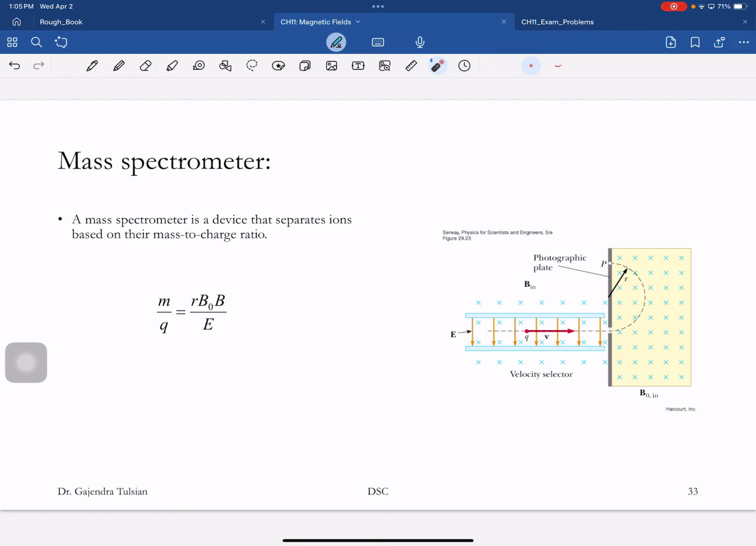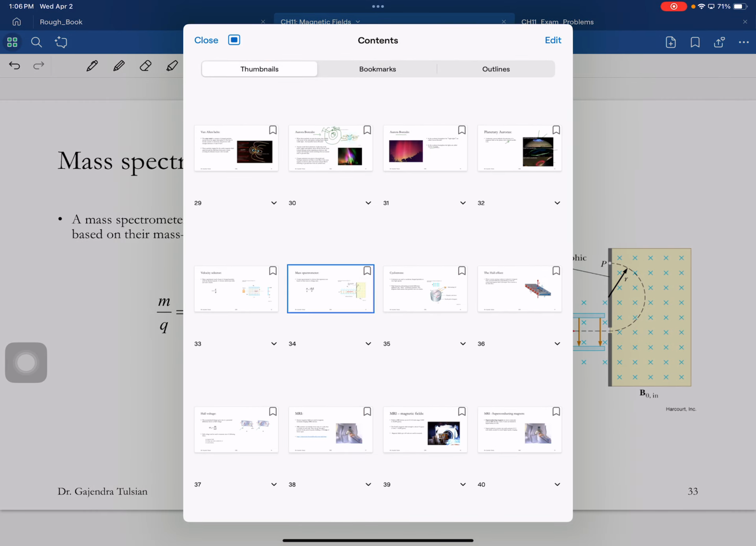Is this how they purify uranium for nuclear reactors as well? No, they don't do this. But this is how you weigh atoms and molecules.